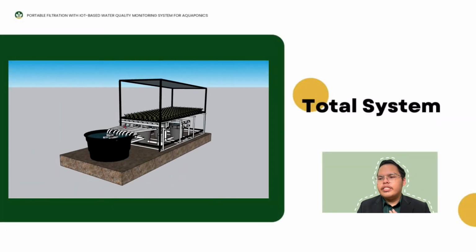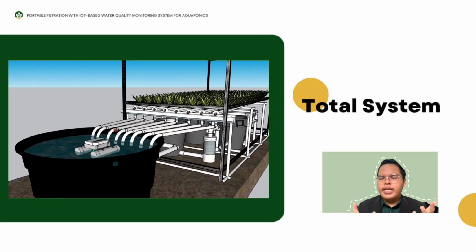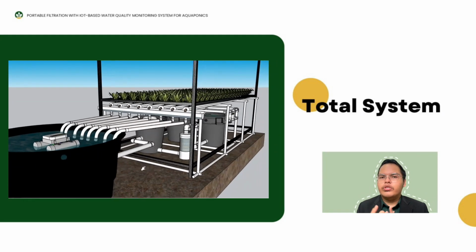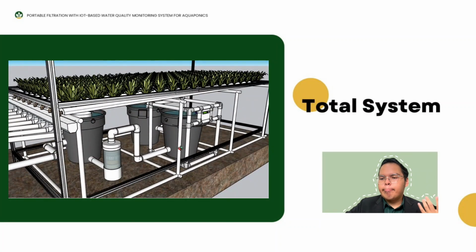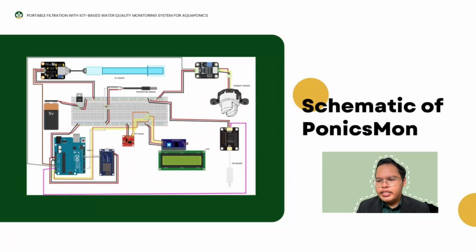So this is the total system, when it is applied to the UTHM aquaponics system. And for the schematic of Ponixmon, this figure shows the schematic, including the sensors, the microcontroller or processor, and the output, which is the LCD display.